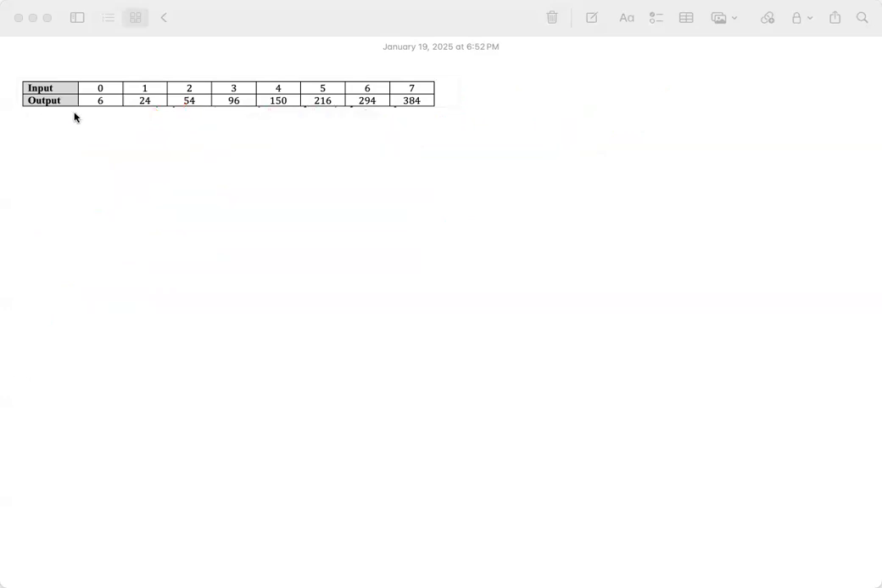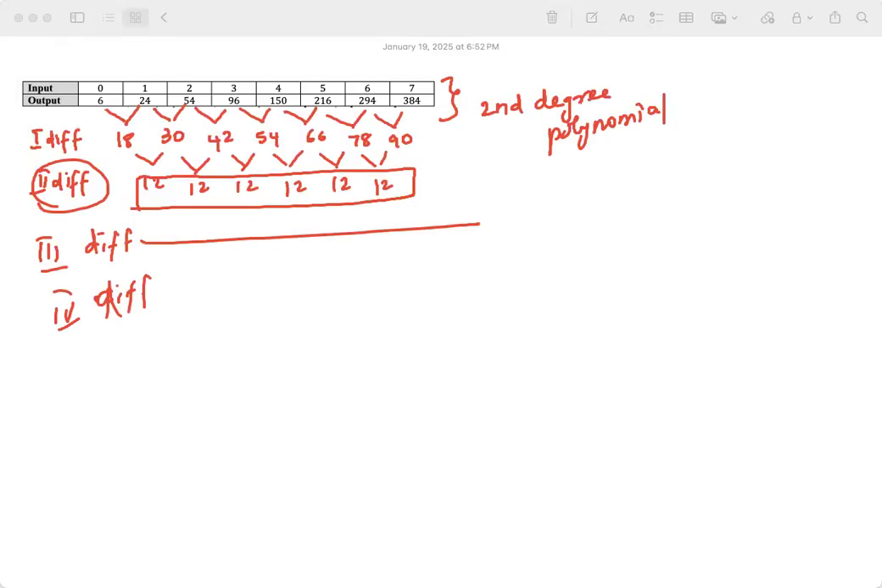We'll solve one more. Wait, so it was 12 degree? What? This is a second degree polynomial. See, whenever the second difference was the same, right? So this represents a polynomial of degree 2. Oh, okay, I see.